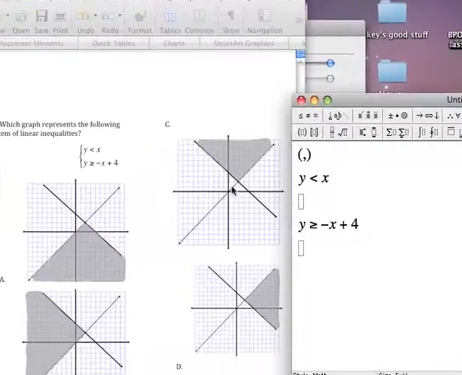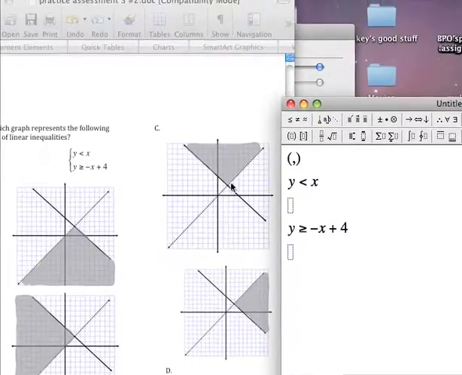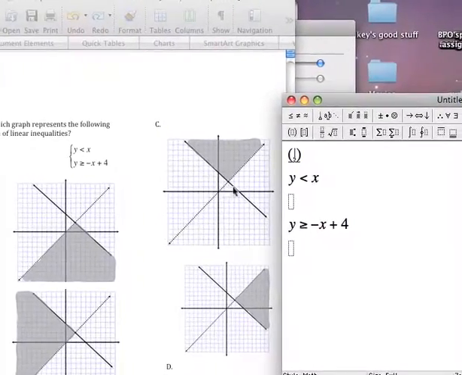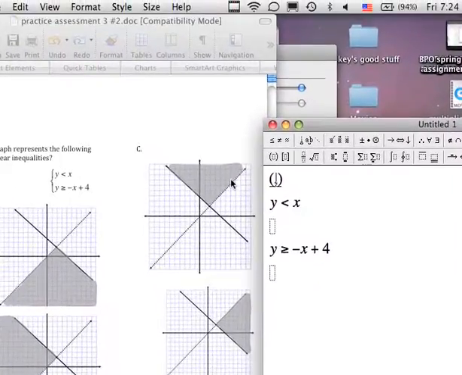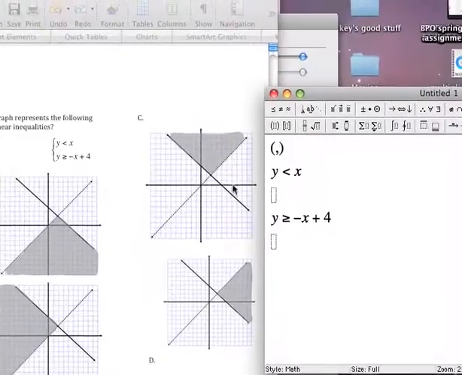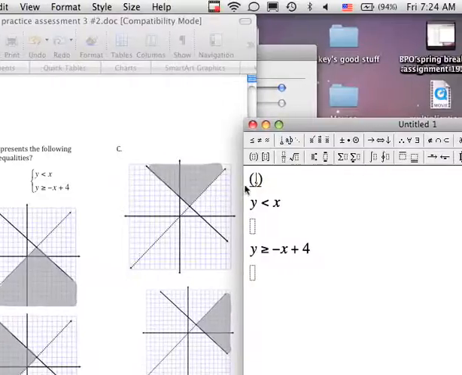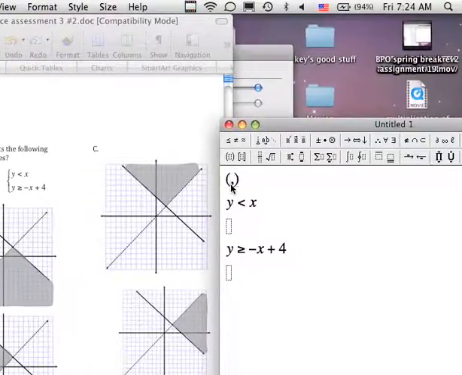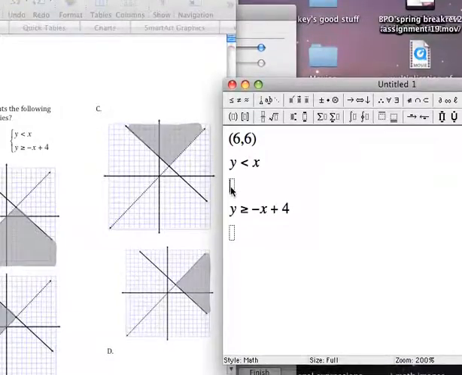So let's try C. I can go 6 spaces to the right and 6 spaces up. That looks like it'll work. So I'll keep everything positive. But instantly that doesn't work. Look, 6 is not less than 6. So I don't think C is going to work. So let's try D.